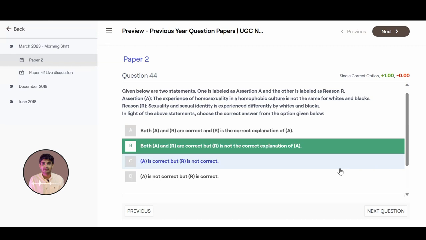Experience of homosexuality in a homophobic culture is not the same for whites and blacks, because your race, your skin color, your ethnicity defines your privilege. The kind of treatment that you get according to your ethnicity is unfortunately different, because society as a whole is assumed to be racist in this case. Reason: Sexuality and sexual identity is experienced differently by white and black. That's exactly what I explained now. So A and R are correct, and R is a correct explanation of A. I think it makes sense now.